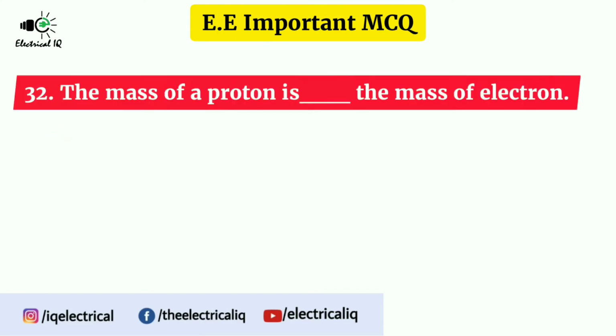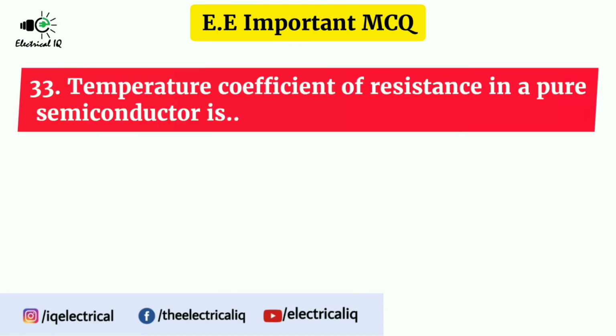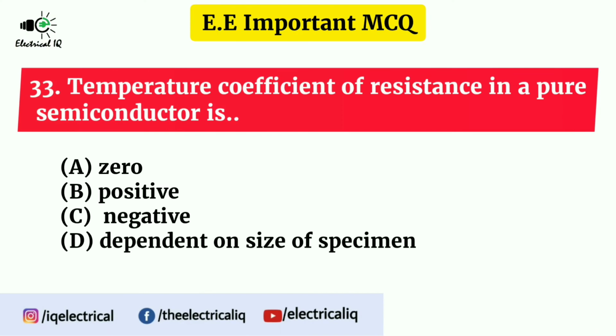Next, the mass of a proton is dash the mass of the electron. A equal to, B less than, C about 1837 times, D 200 times. So the right answer is about 1837 times. Next, temperature coefficient of resistance in a pure semiconductor is A 0, B positive, C negative, D depends on size of specimen. The answer should be C negative.